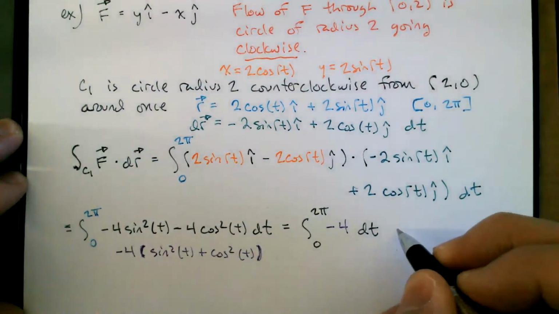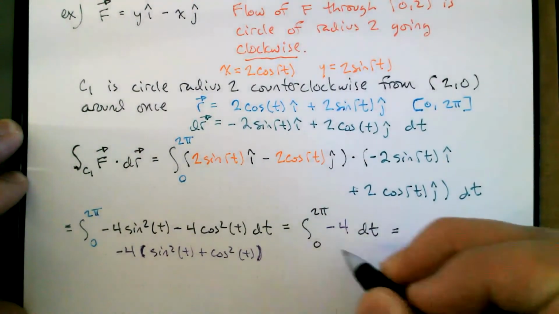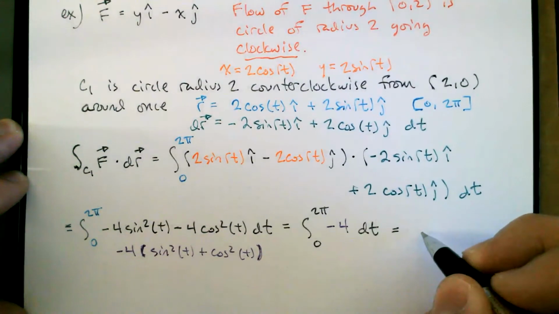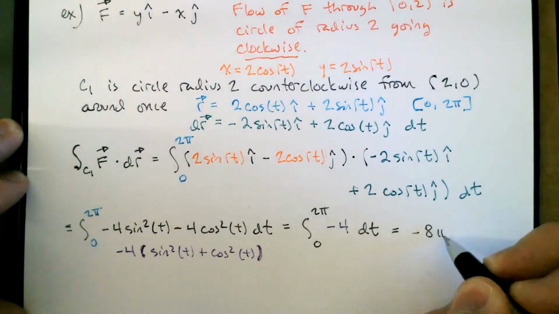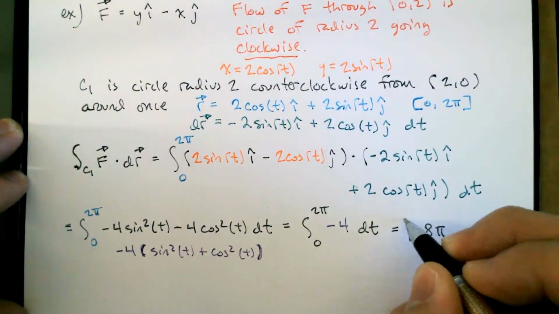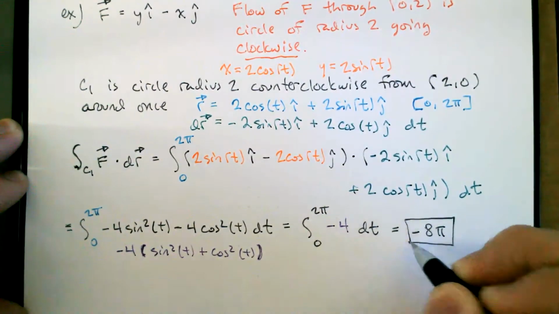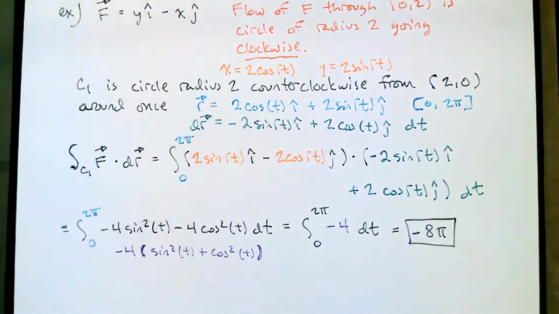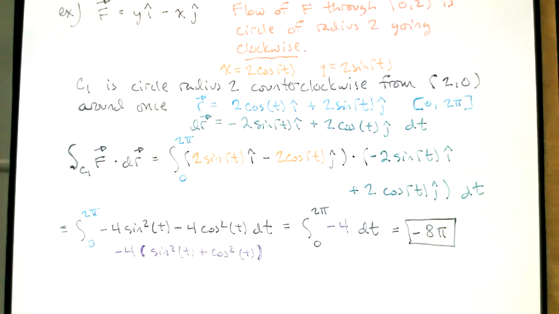So here we'll just have the -4 multiplied by the length of the interval. So -4 times 2 pi. It's going to be -8. Any questions?